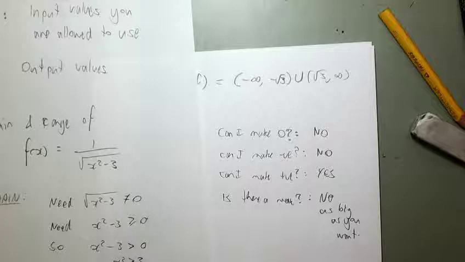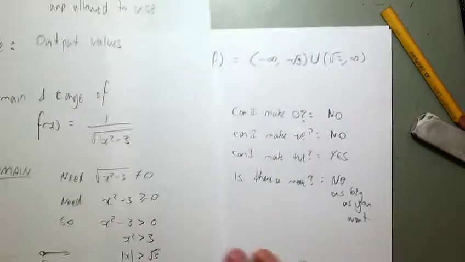Because I can make x squared really, really close to root 3. And so, like, you know, I can make x squared 3.0001, and I'll get 1 over 0.001, and I do 1 over that, and I get a huge number, like 1 million or so. Okay, and so I can make as big as I want. Is there a minimum number?